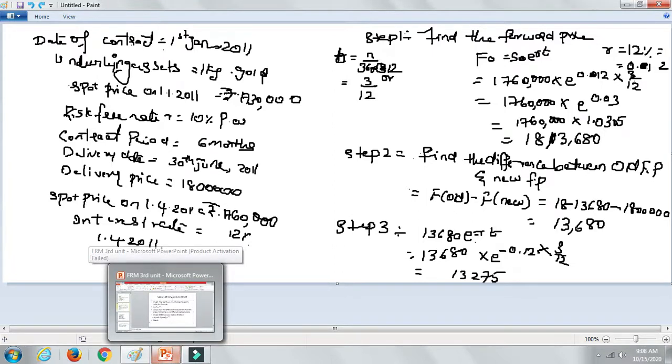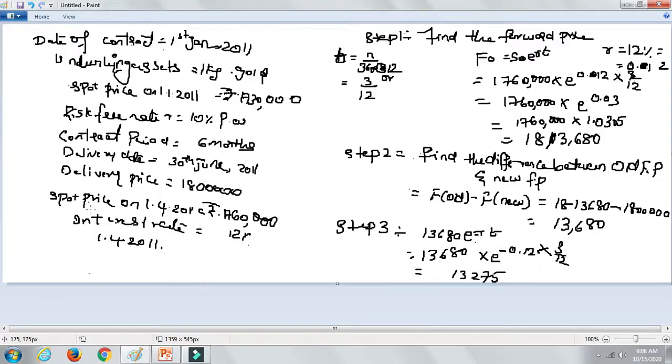I'm just going to write down over here the conclusion part. As on 1st April 2011, Mr. Ajay, the buyer, will lose 13,275. He has to pay this extra amount, and the seller will be the gainer.